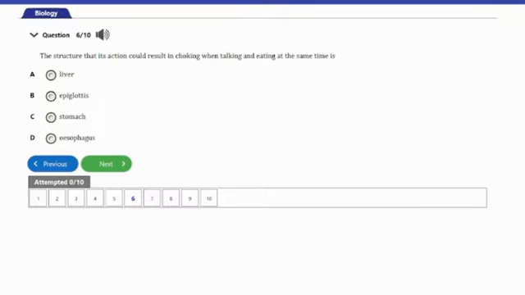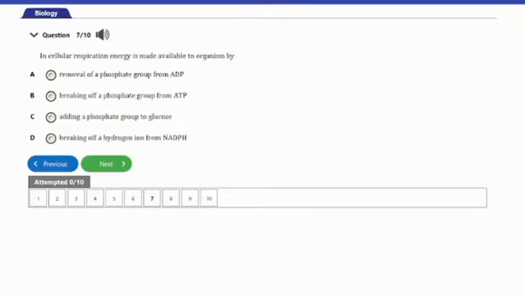Let's go ahead and consider the next question. So that's question number 7 here. It says, in cellular respiration, energy is made available to organism by A. Removal of a phosphate group from ADP, B. Breaking off a phosphate group from ATP, C. Adding a phosphate group to glucose, D. Breaking off a hydrogen ion from NADPH. So guys, the answer to this question is option B here, breaking off a phosphate group from ATP. And that's it for that question.